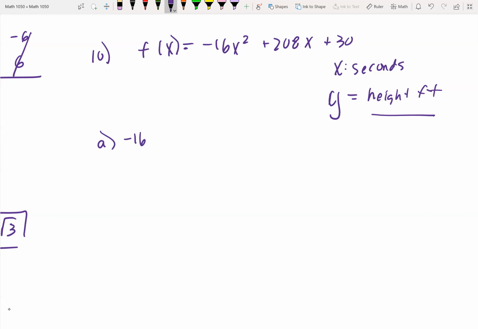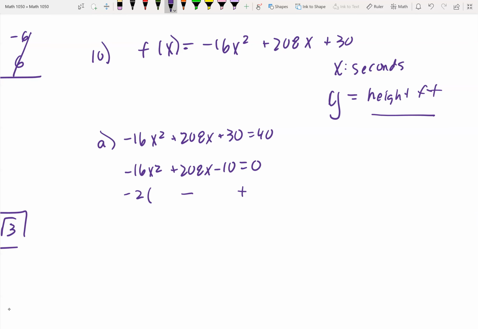So part A, negative 16x squared plus 208x plus 30 is equal to 40. Pull your 40 over: negative 16x squared plus 208x minus 10 equals 0. The 40 came over and became a negative. So there's lots of things you can do. It tells you to round. You could totally take out a 2. I'll take out a negative 2 actually, just to make it a little cleaner. So negative, positive, negative goes to positive, negative, positive.